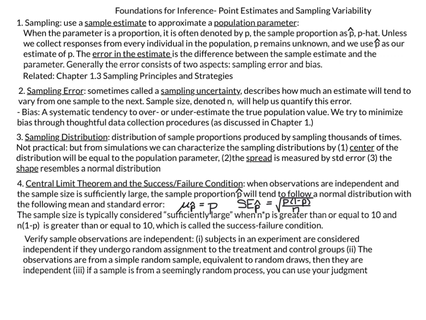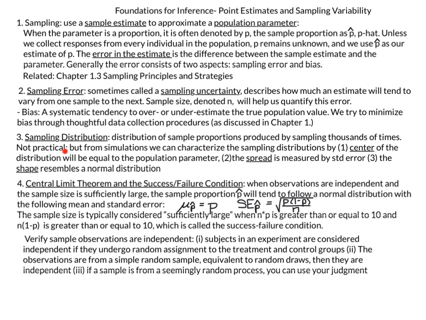To study sampling techniques, we can come up with a sampling distribution. This is something we don't do when we're just trying to take a sample to estimate a population parameter. But statisticians want to know about the sampling distribution, which will give us information of what we can do, such as using the normal curve. So a sampling distribution is the distribution of sample proportions produced by sampling thousands of times. So from simulations, we can characterize sampling distributions by 1, the center of the distribution will be equal to the population parameter, 2, the spread will be measured by standard error, and 3, the shape resembles a normal distribution.